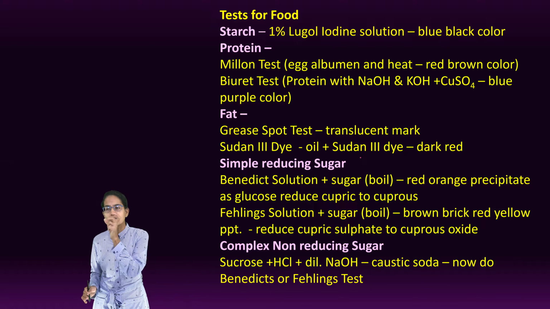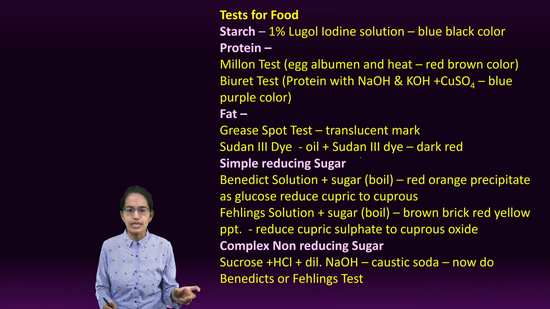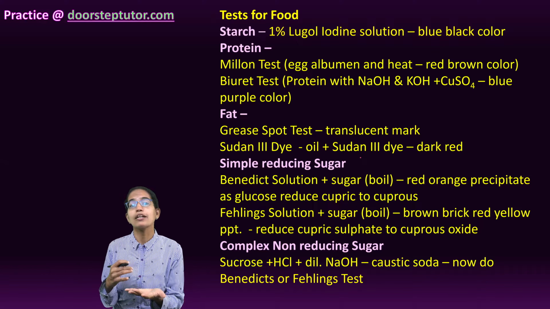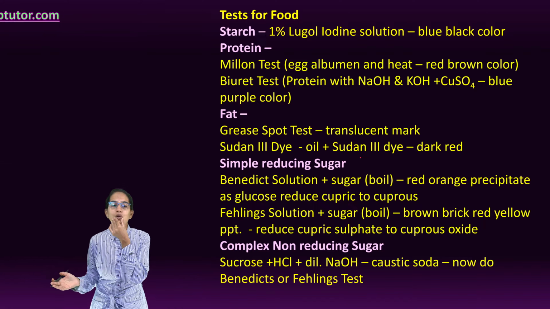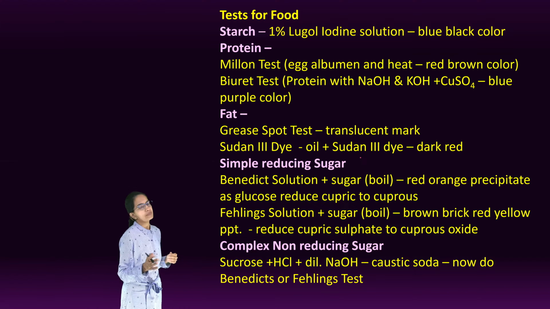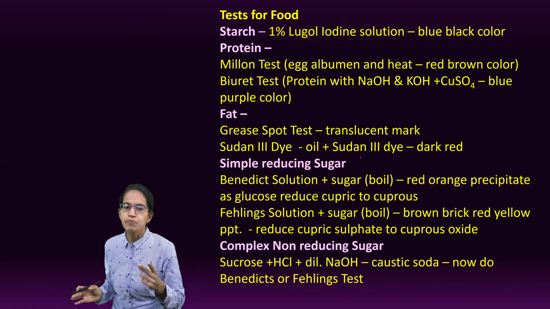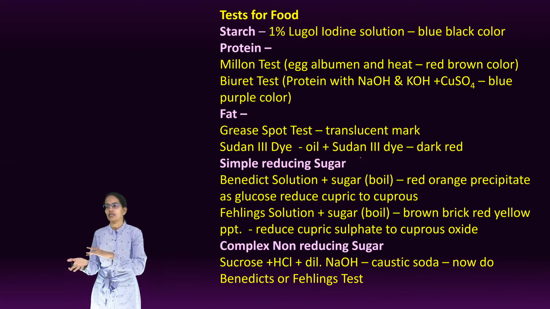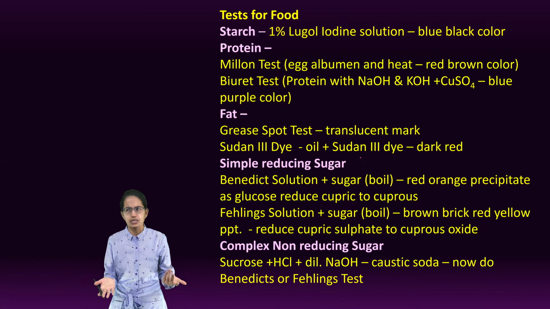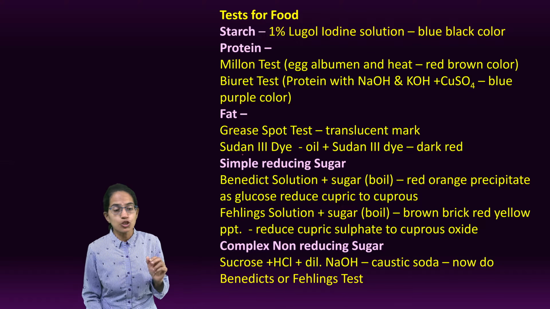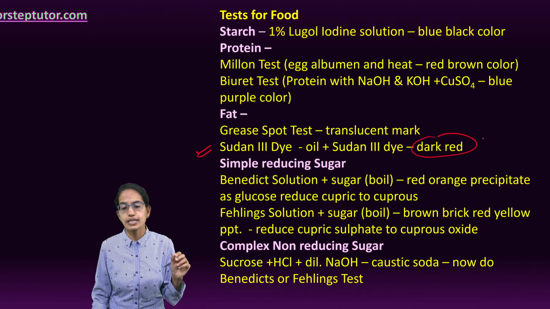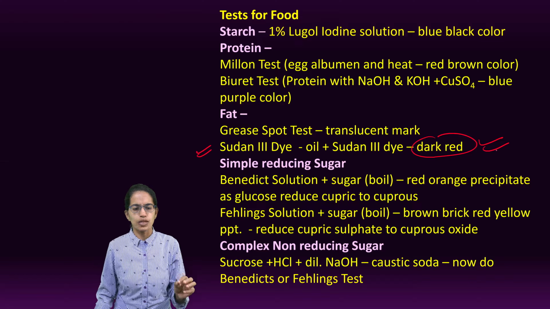The name and the colors are very important. In the Biuret test, when protein is combined with sodium hydroxide or potassium hydroxide and copper sulfate, it gives a blue-purple color. So it indicates presence of protein. So 2 tests for protein: the Millon test and the Biuret test. For fat, one is the grease spot. The spot turns translucent, very simple, because of the fat. The next is Sudan III dye. Sudan III dye is used with oil and it gives a dark red color, very important, extremely important.